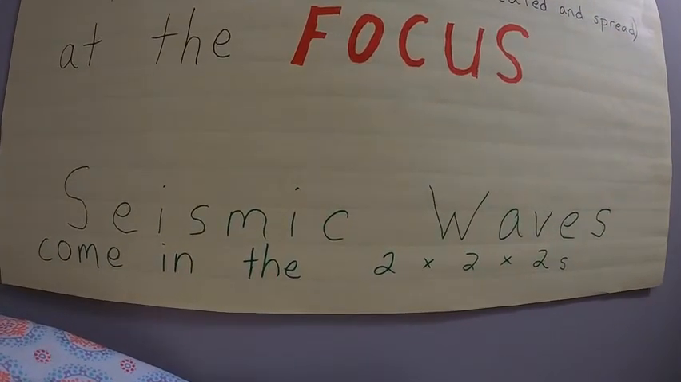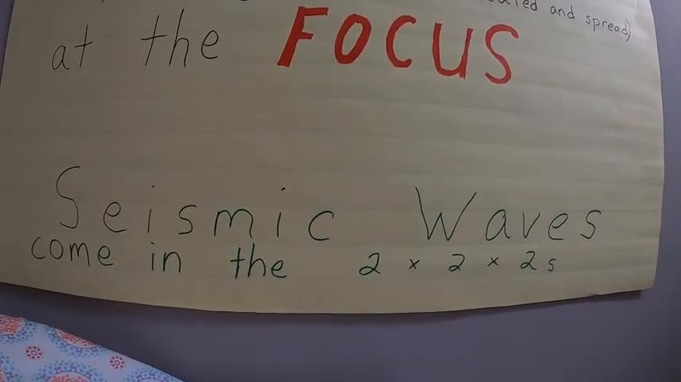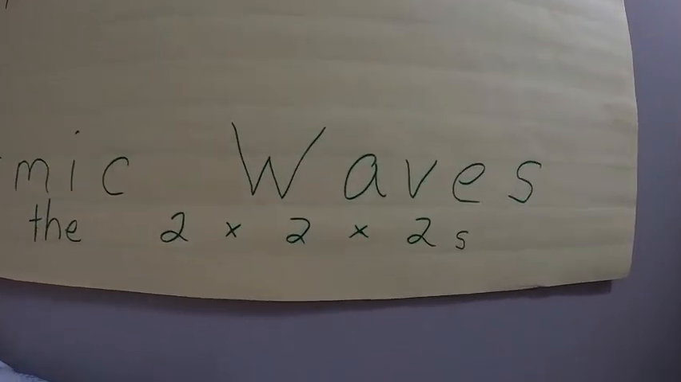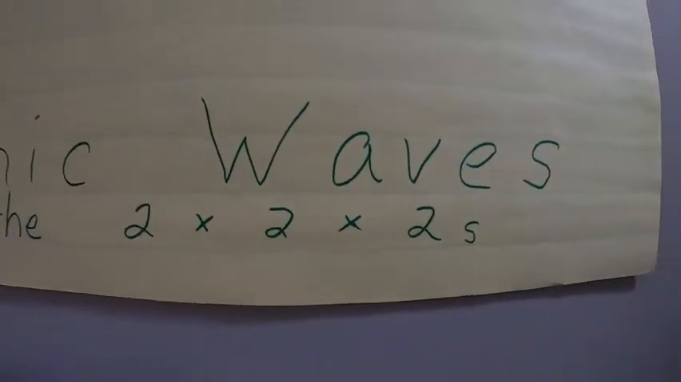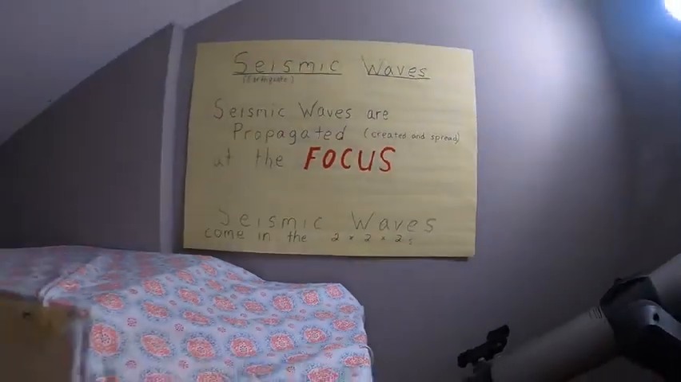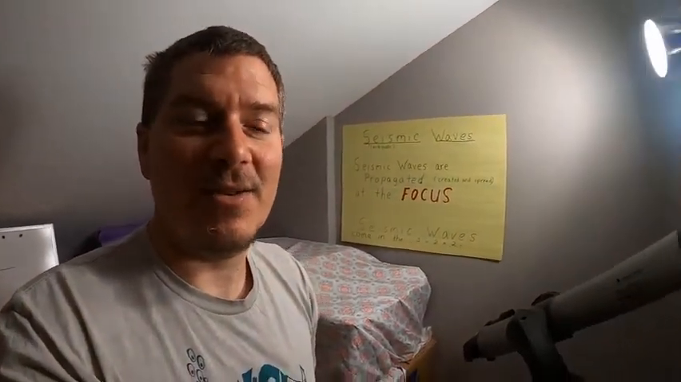So this is one of my new ways of trying to teach this, and I tried to introduce this phrase that seismic waves come in the 2 by 2 by 2s. So 2 by 2 by 2s have to do with these three different levels of waves that we're going to look at, or three different kinds of categories, and they're each broken into two categories within them also. Hopefully that'll make more sense as you start to see these and I get through all this video.